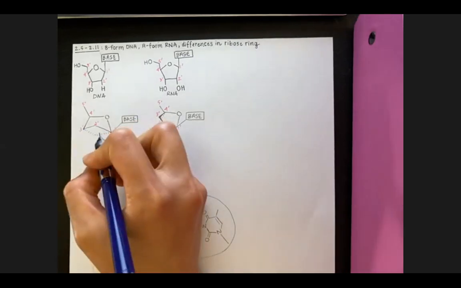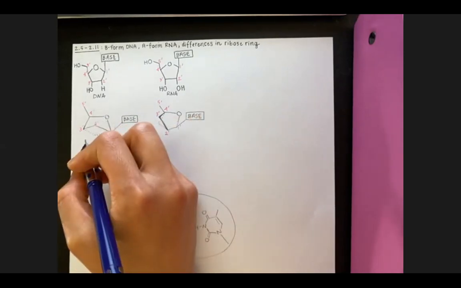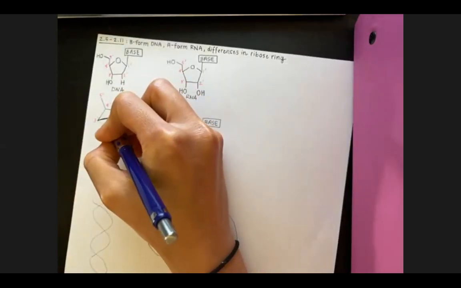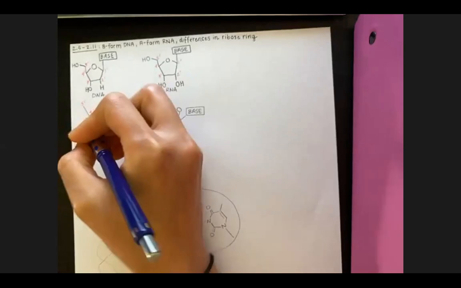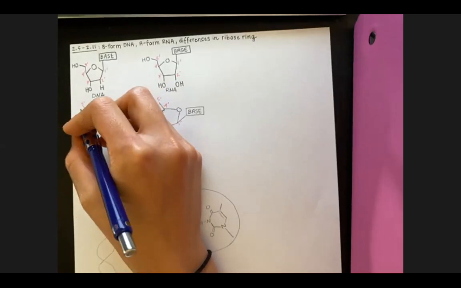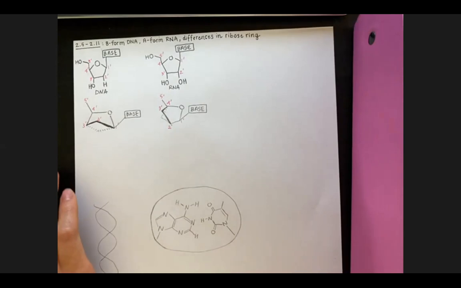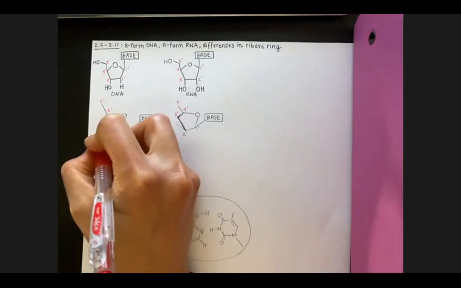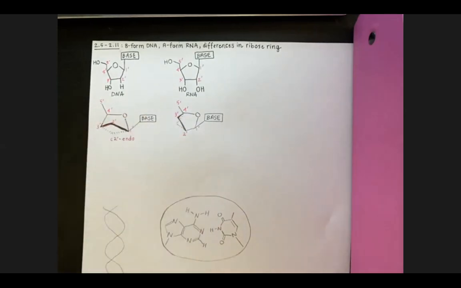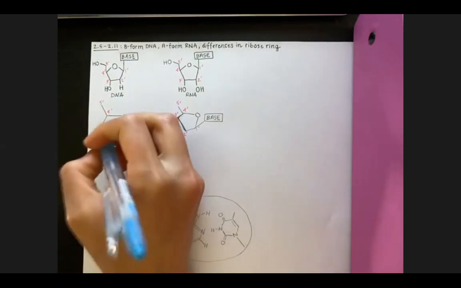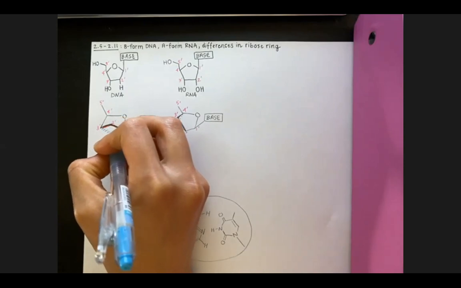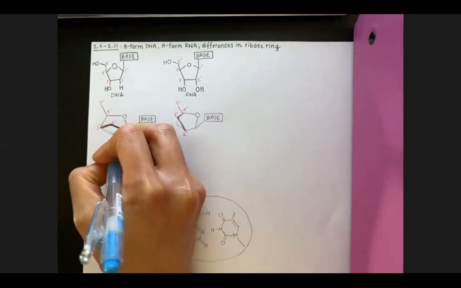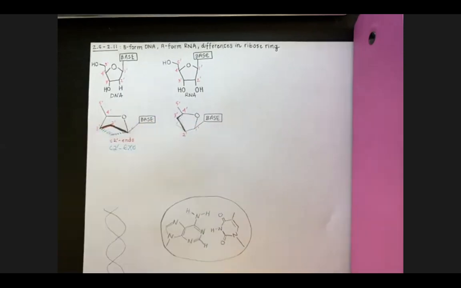So here I have the ribose ring drawn again, and in the drawing, this 2' carbon is coming out of the plane of the page towards the same side as the 5' carbon, and so we call this C2' endo. So it'll be on the same side as the 5' carbon. And if it's on the other side of the plane, so underneath the ring, you're going to have it C2' exo.